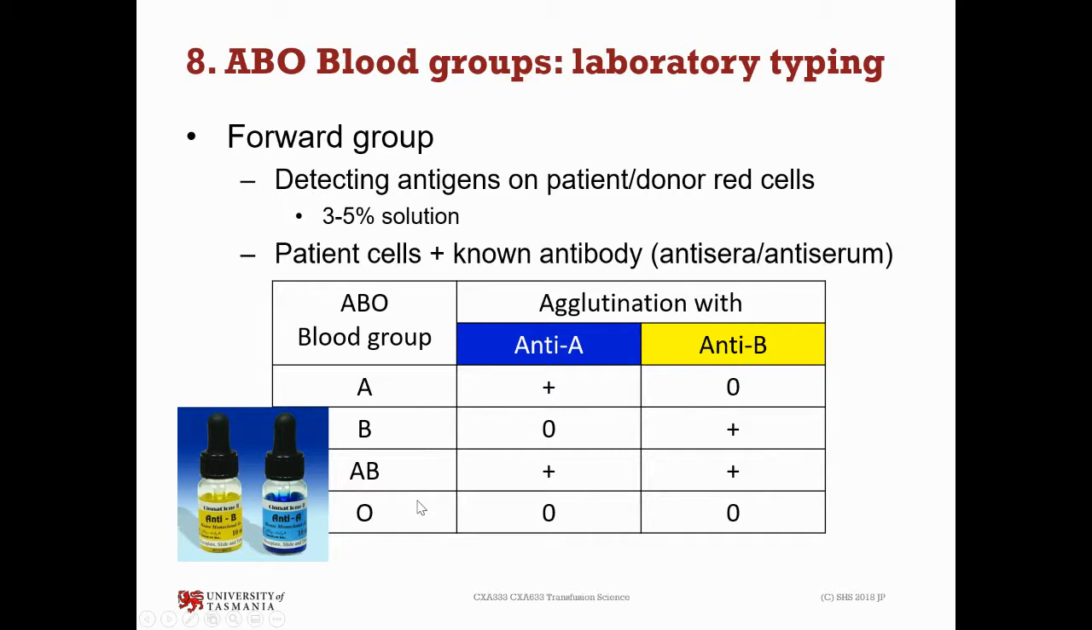And blood group O, finally, remember the O stands for 0 because there are neither A nor B antigens on the patient's red blood cells or the donor's red blood cells. And so because those antigens are absent, there is nothing there to be agglutinated by our anti-A antisera or our anti-B antisera. Okay, has anybody got any questions about that? Because that's really, really important.